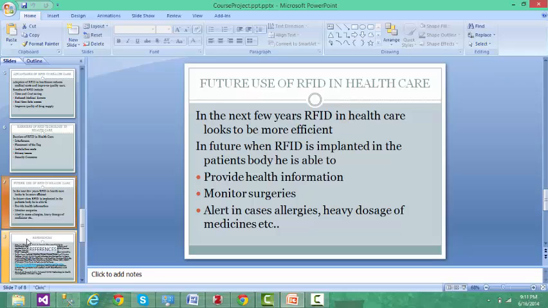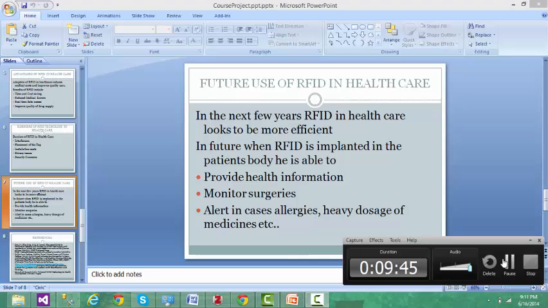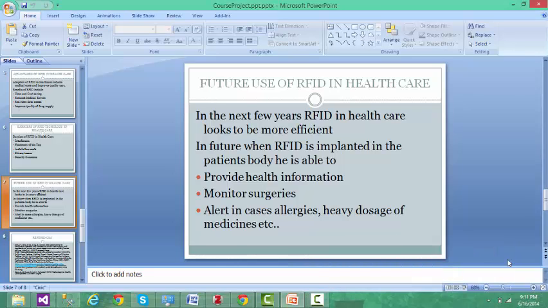For the future use of RFID in healthcare, it seems the RFID technology will be effective in the following areas such as tracking blood infusion, identifying the fraudulent medicines and medical equipment, and tracking the staff and pharmaceuticals.